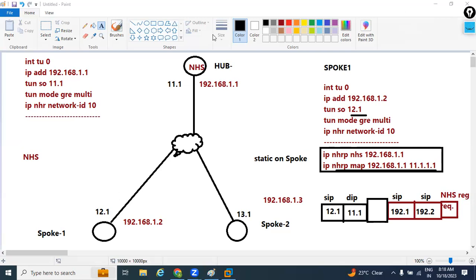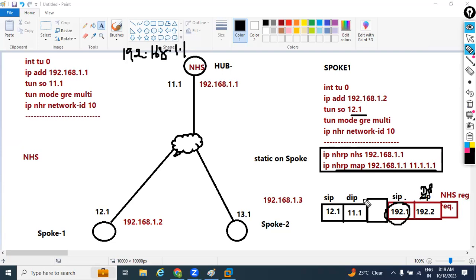And so what happened there? The NHS, or hub, would update its NHRP table dynamically. Dynamically from where? It's coming from where? This is the source, this is the destination IP. So the source IP is 192.168.1.1, so it would update that.